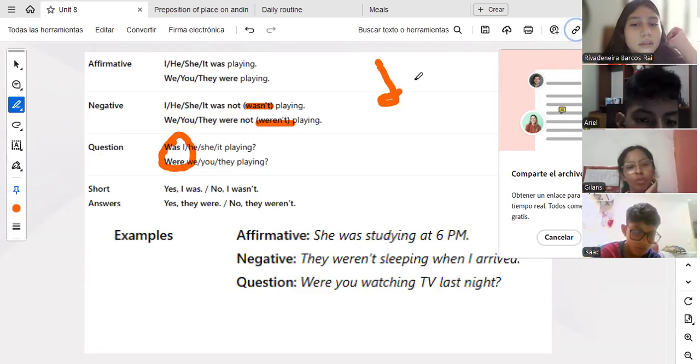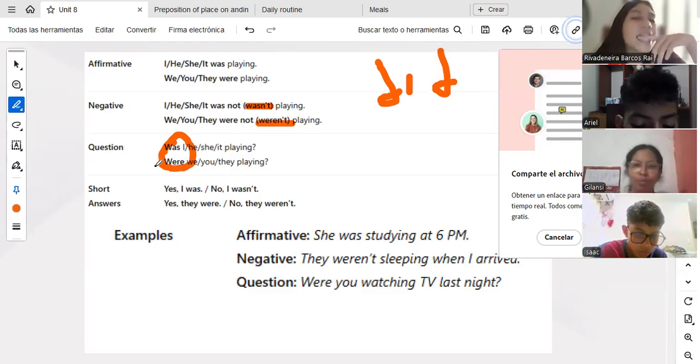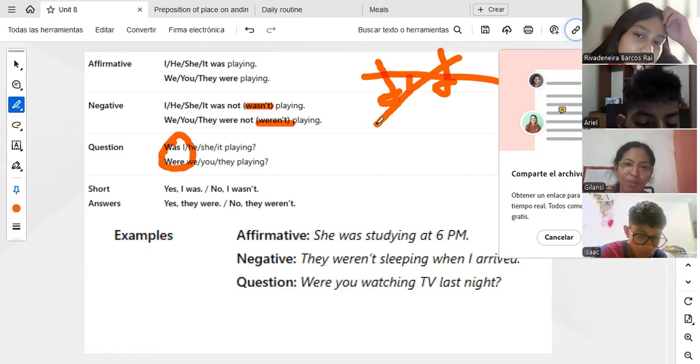Gilansi, which auxiliary do we use in past simple? Did. Awesome. So in past simple, we use did. Thank you, Fiorella, thank you so much for participating. Thank you, Gilansi. As we use verb to be, we don't need to use this.